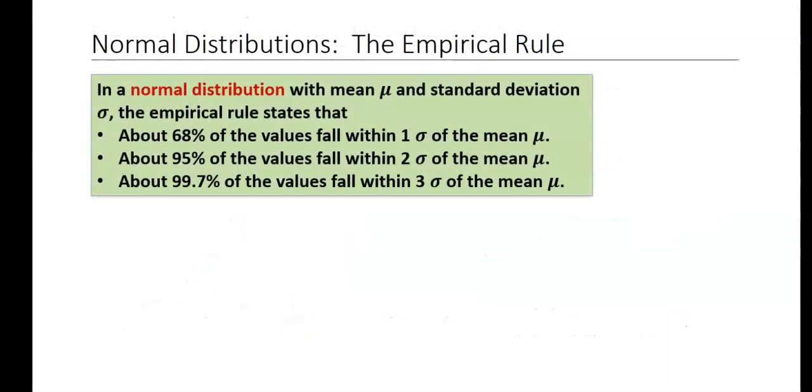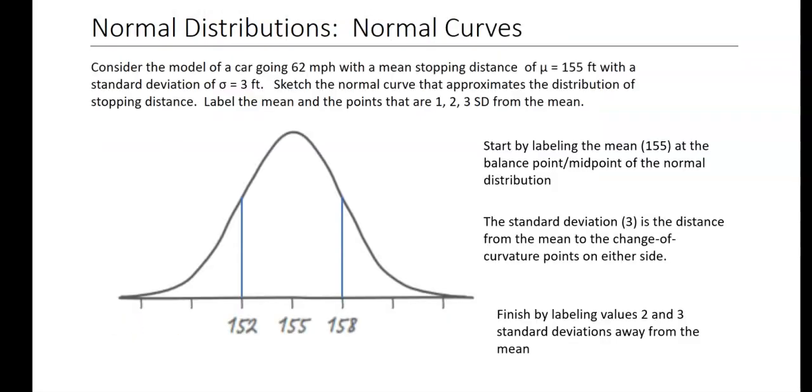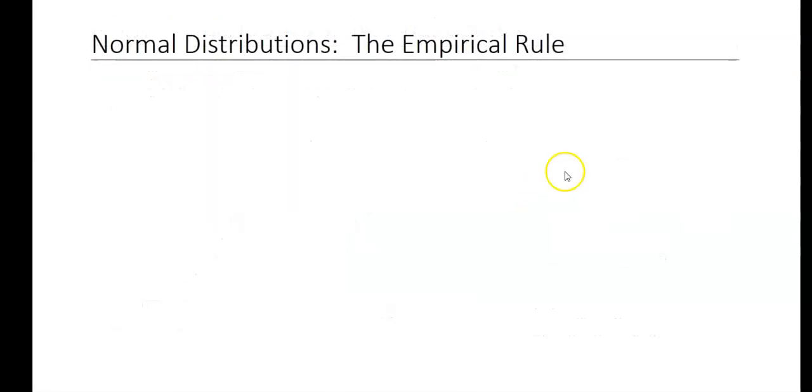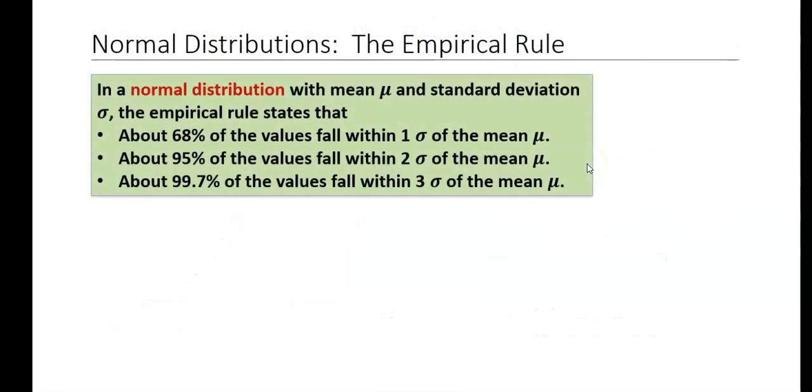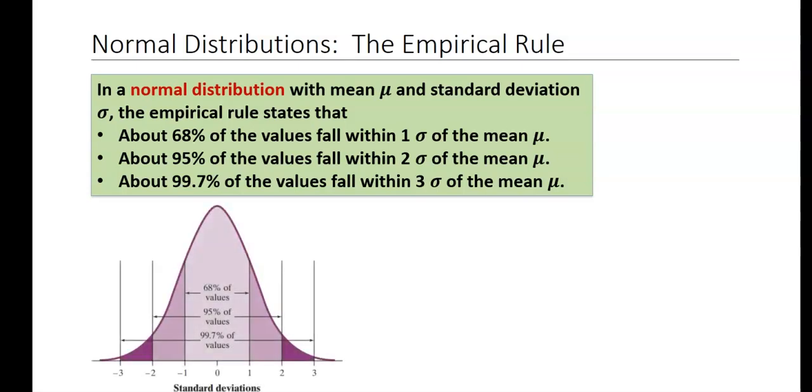In fact, you need to memorize these. Within 1 standard deviation, just to remind you, when we say 1 standard deviation, it means below and above. So I went up 3 and down 3. So one standard deviation is between 152 and 158. That's the interval that stands for one standard deviation. So how much of the data is within one standard deviation? About 68%. How much of the data is within two standard deviations? 95%. And how much was in 3? The vast majority of the data, 99.7.